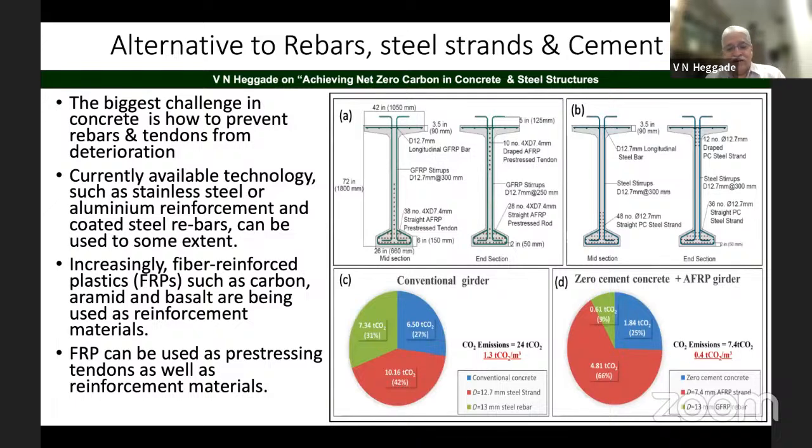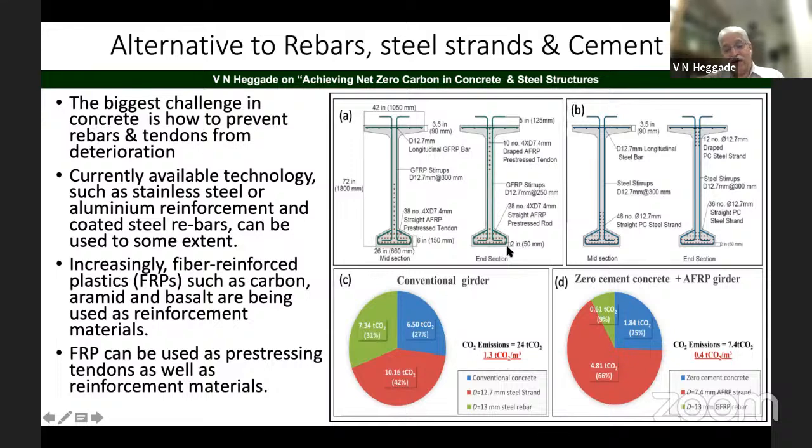Here is an example I have taken for this purpose. I've taken an infrastructure example, a bridge girder. It's an AASHTO standard bridge girder of around 37 meters, using regular reinforcement as well as pre-stressing strands, and normal concrete of M60 grade. For that, per cubic meter of concrete, if you really look at it, 1.3 ton carbon dioxide emission takes place for the conventional girder.